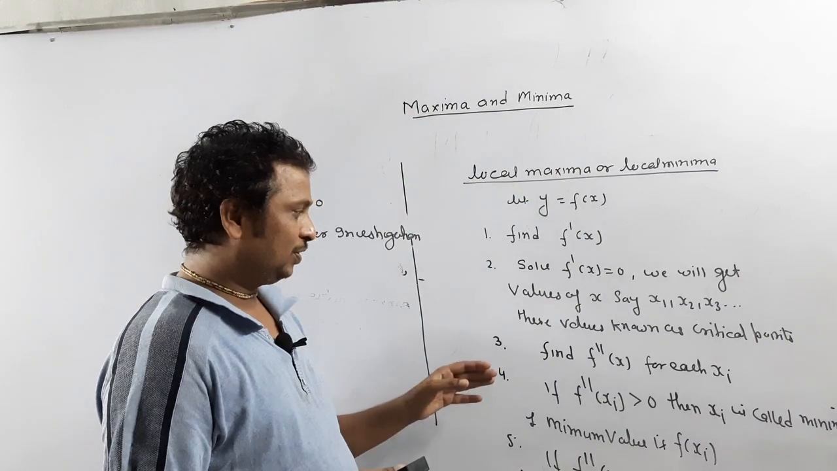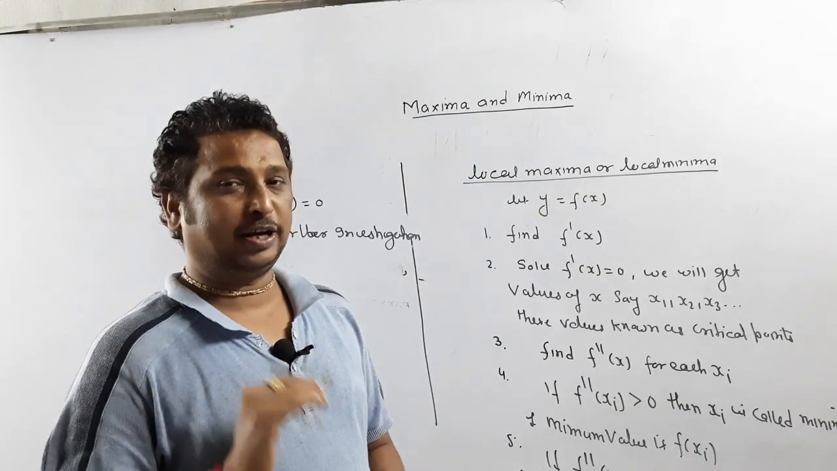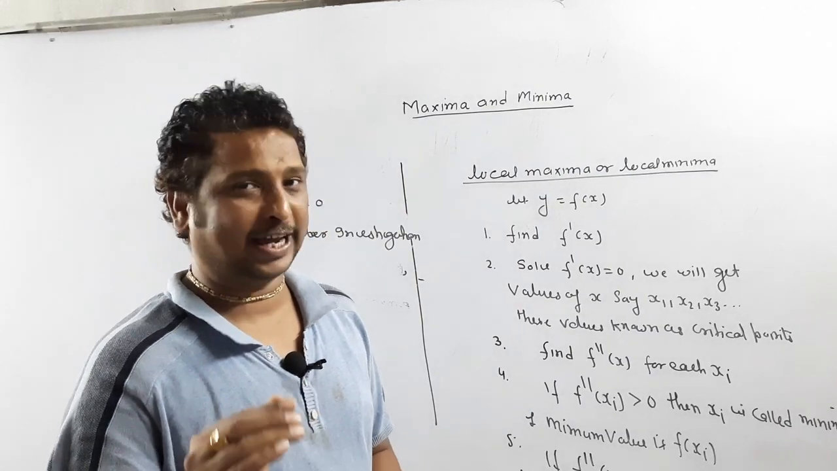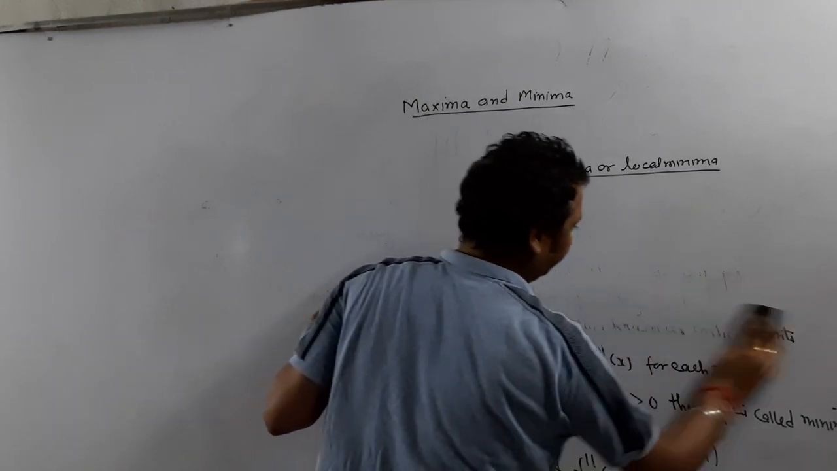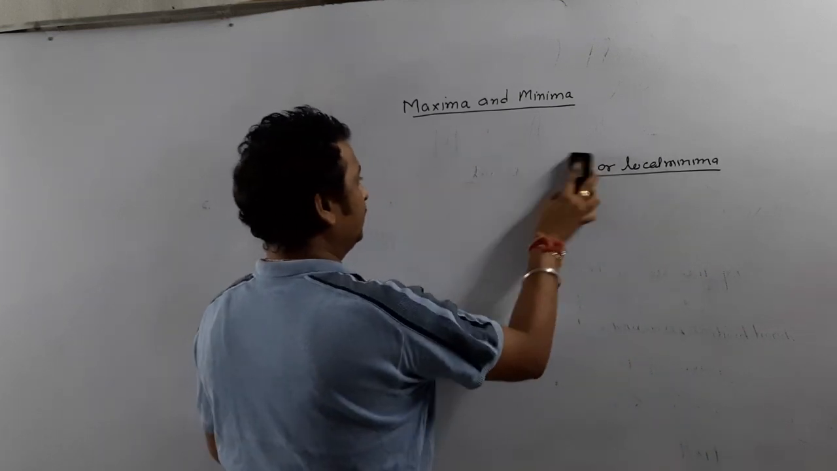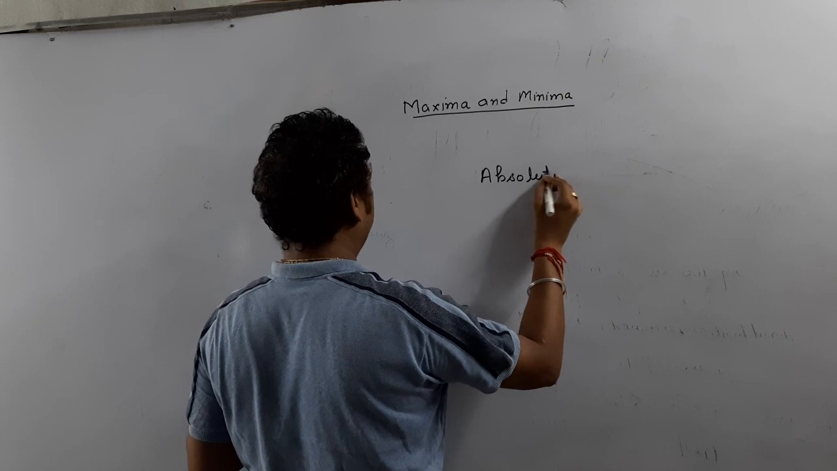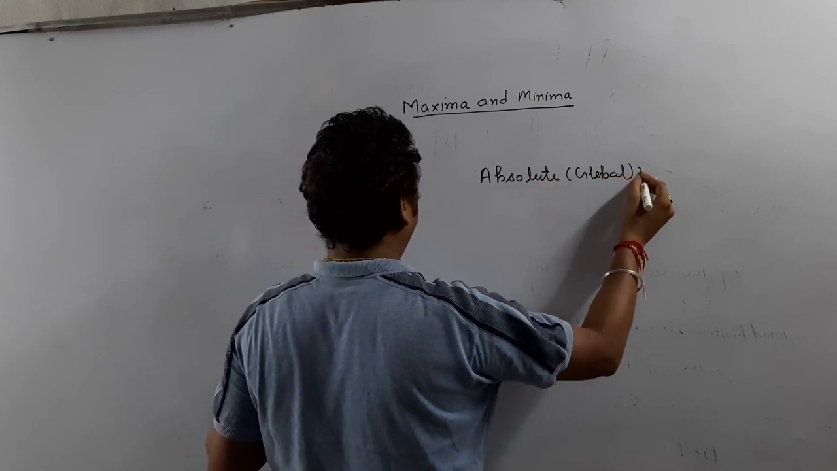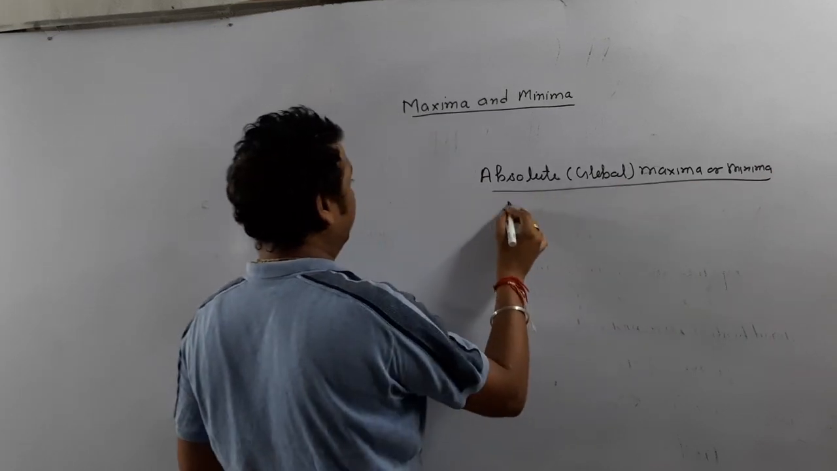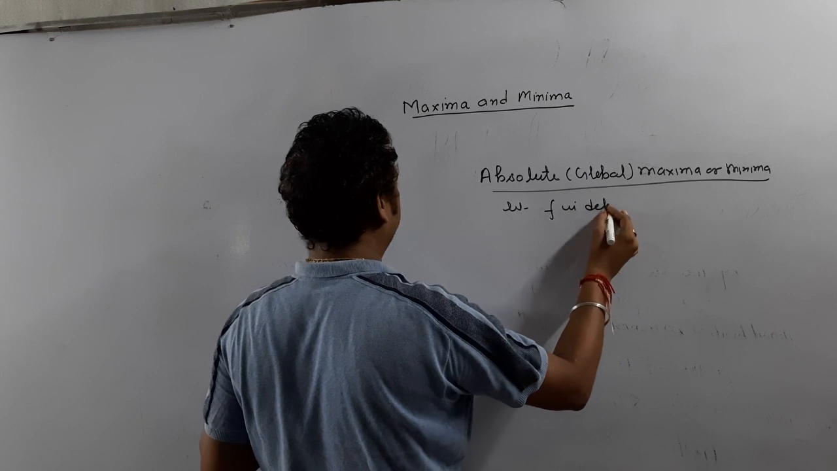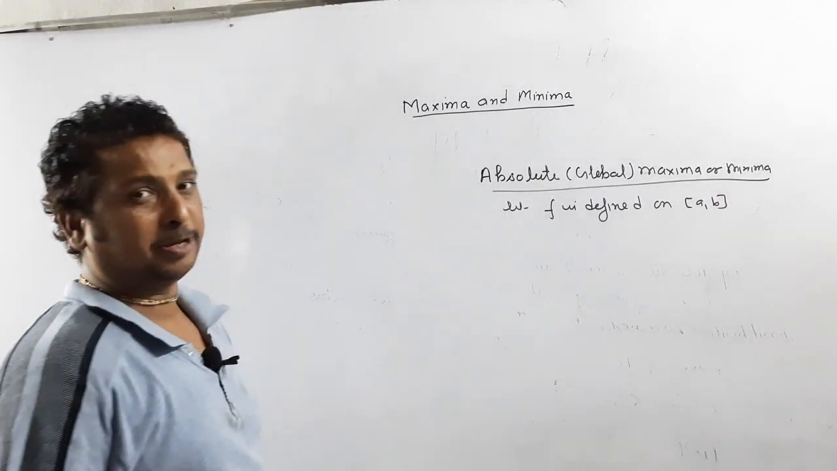This is the way we calculate local maxima and minima. Now I am going to explain how we calculate global maxima and minima, or absolute. So I think you noted down. Which is definitely continuous and differentiable.